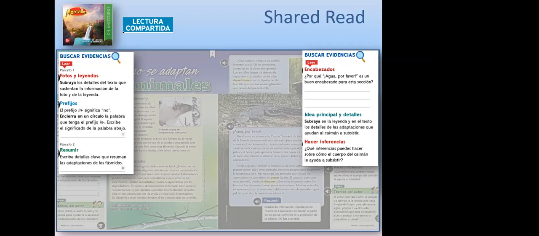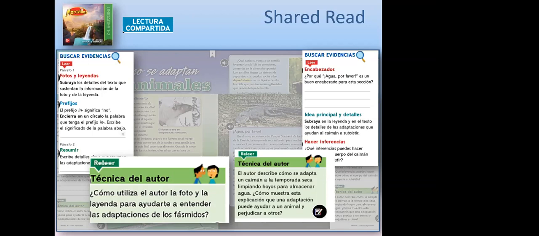Second time, right? That reread or releer es para la técnica que usó ese autor para ayudarme a mí a entender ese texto. So here you're seeing those releer activities that are right in the side margin, right? The vocabulary that the author used to help me understand the photographs, the captions that they helped me understand, the explanation of how one adaptation helps an animal but hurts another one survive. So the releer portion is getting that deeper understanding of that text as we reread.